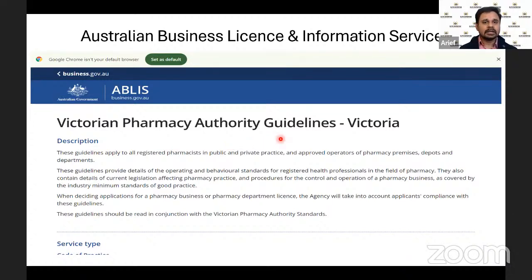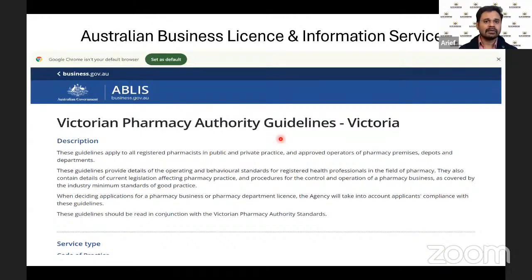There are many states in Australia, like Victoria, New South Wales, Queensland, Tasmania, South Australia, Western Australia, Northern Territory. So there are many states and territories in Australia. Whatever the state you are planning to start your business in. For example, even in India, we have many states. And now you are planning to start your pharmacy business in Punjab. If you are planning to start your pharmacy business in Punjab, then you need to get the approval from the Punjab Pharmacy Council. You will apply through there, and you will get the approval from there. Then only you can run the pharmacy business in Punjab.